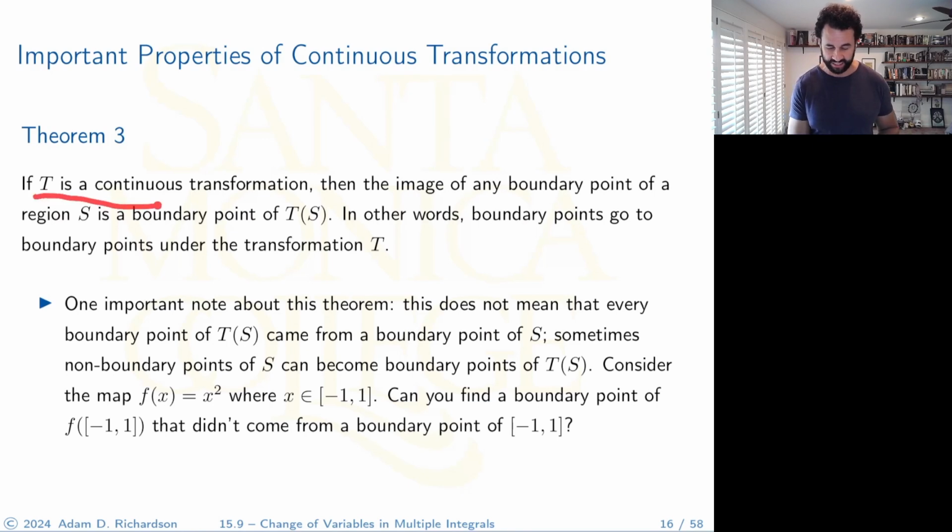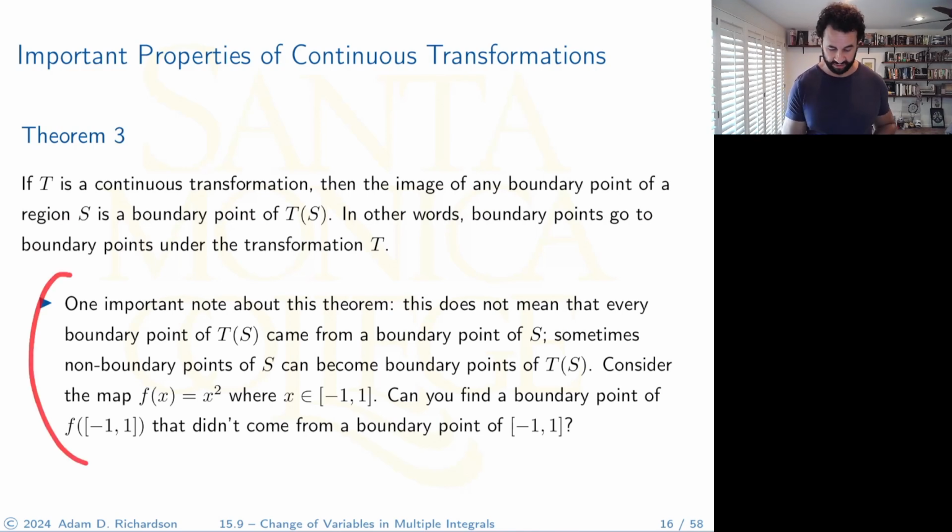If T is a continuous transformation, then the image of any boundary point of a region S is a boundary point of the image of S. So in other words, boundary points go to boundary points under your transformation T as long as it's continuous. Okay, that's an important result. If you've got a continuous transformation, your boundary is going to go into your boundary somehow, right?